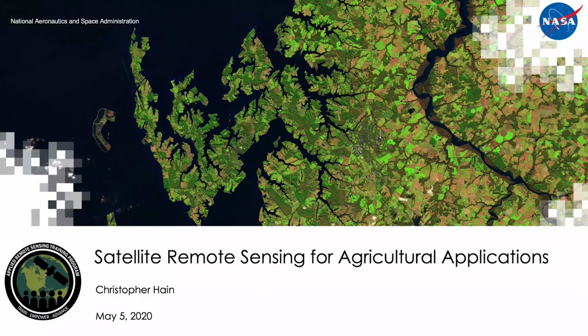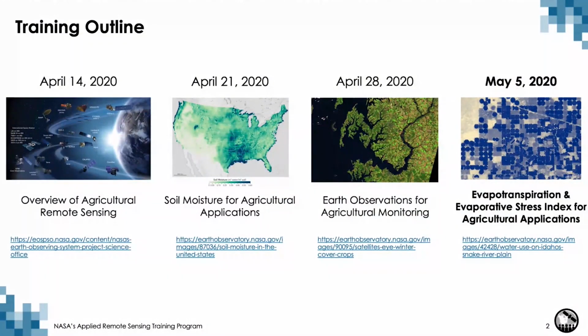In part 4 of the webinar series, we'll be focusing on evapotranspiration and evaporative stress index for agricultural applications. In part 1 of the webinar series, we provided an overview of satellite remote sensing for agriculture, highlighting specific satellites and sensors and how to access these data products. In part 2, we focused on soil moisture using NASA satellite observations and modeled products that provide critical information for drought monitoring, agricultural monitoring, and crop forecasting.